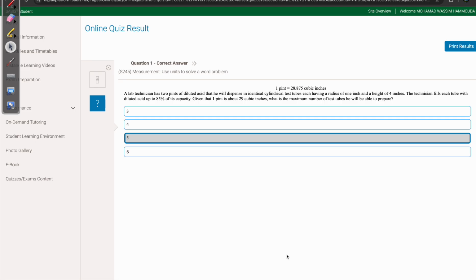Let's go. A lab technician has 2 pints of diluted liquid that he will dispense in identical cylindrical test tubes, each having a radius of 1 inch and a height of 4 inches. The technician fills each tube with diluted acid up to 85% of its capacity. Given that 1 pint is 29 cubic inches, what is the maximum number of test tubes?